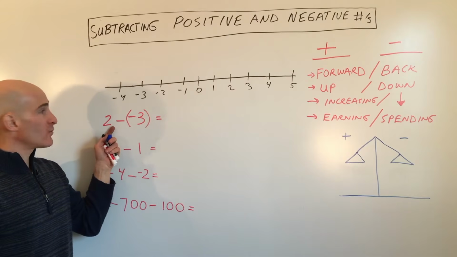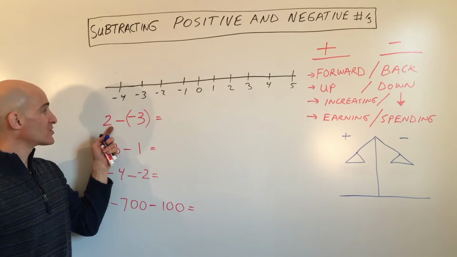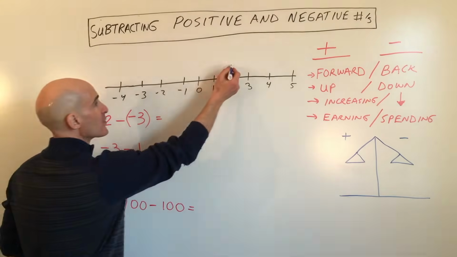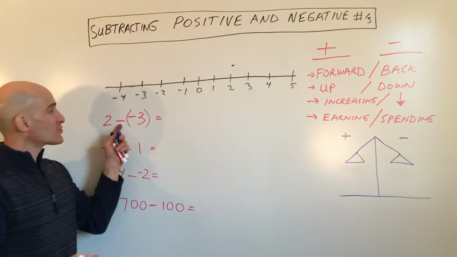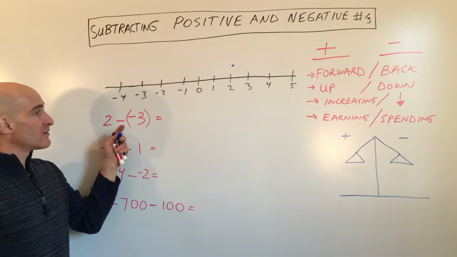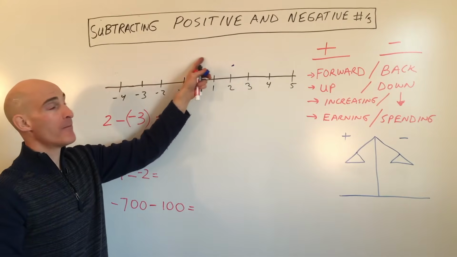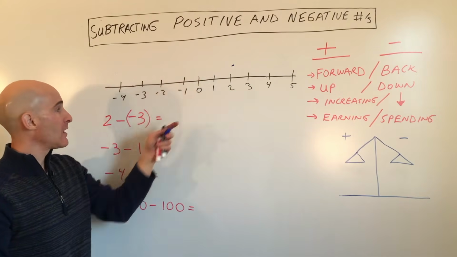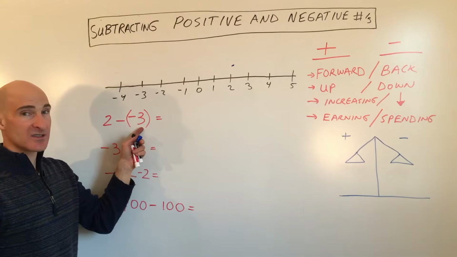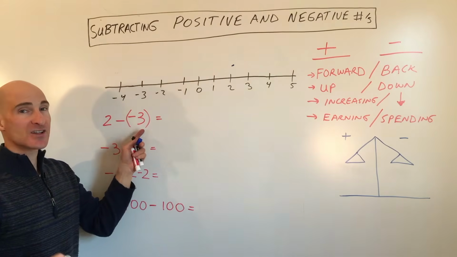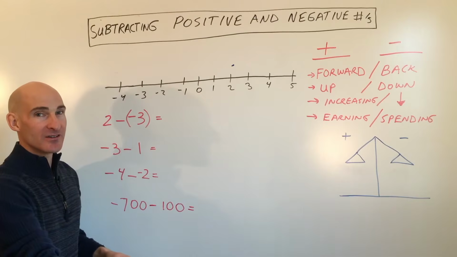So here what you're doing, you can start off at the first number, 2. Okay, so let's start right over here at 2. And when you subtract, that means you're taking away, right? So when you subtract, that means you're actually going to be going backwards, okay? But when you work with negative numbers, see the -3 here? Negative numbers actually tell you to do the opposite, okay?